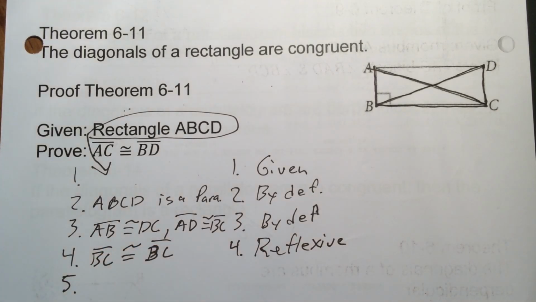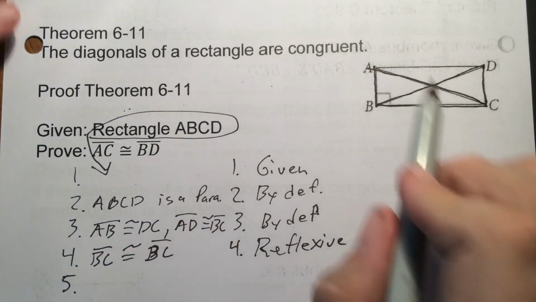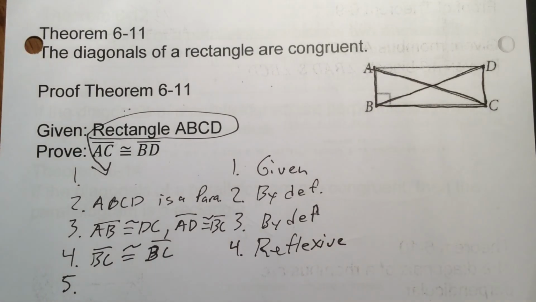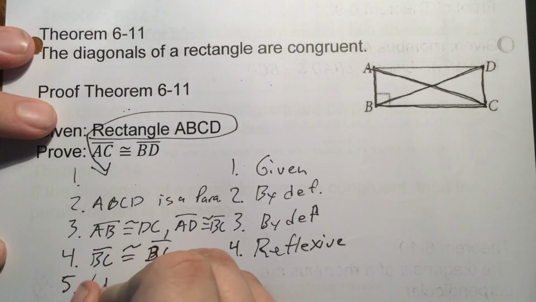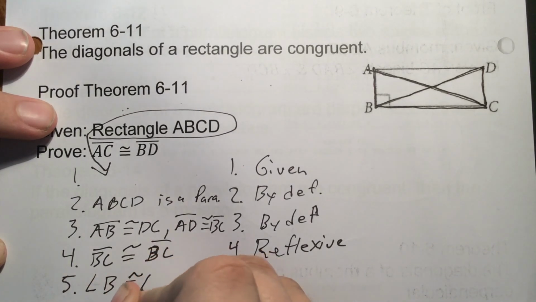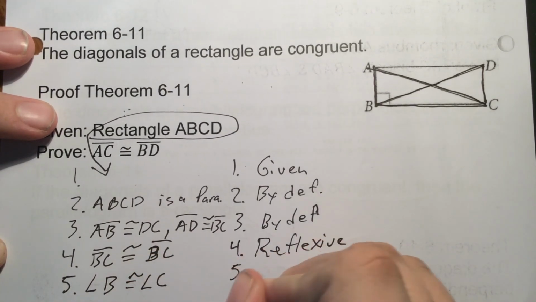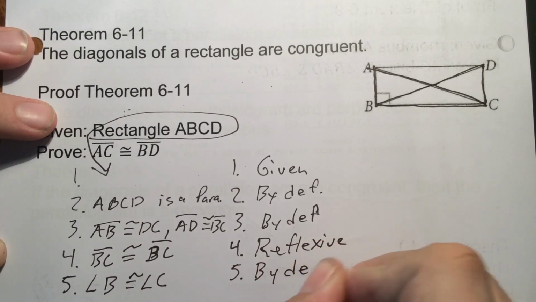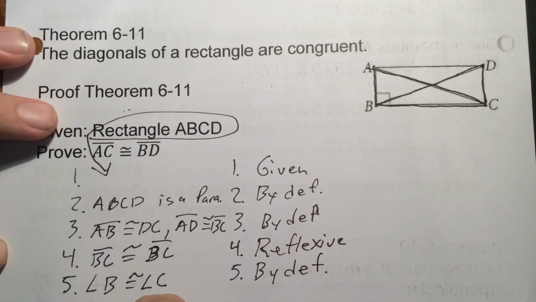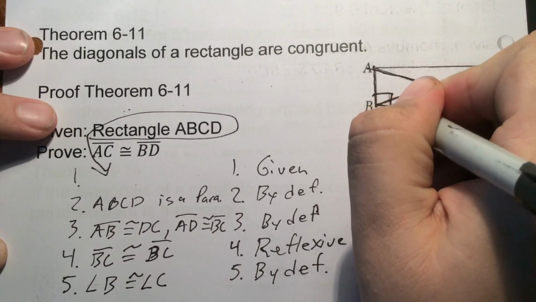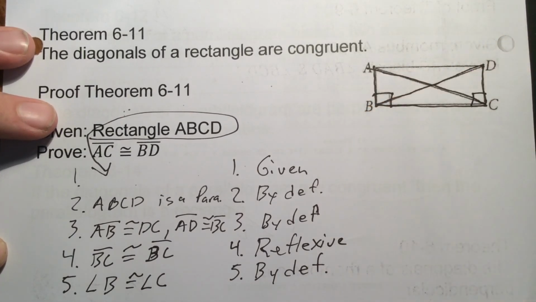Well, what else can we say? Well, we know these are right angles because a rectangle has 4 right angles. So we can say that angle B is congruent to angle C by definition. So this angle and this angle.